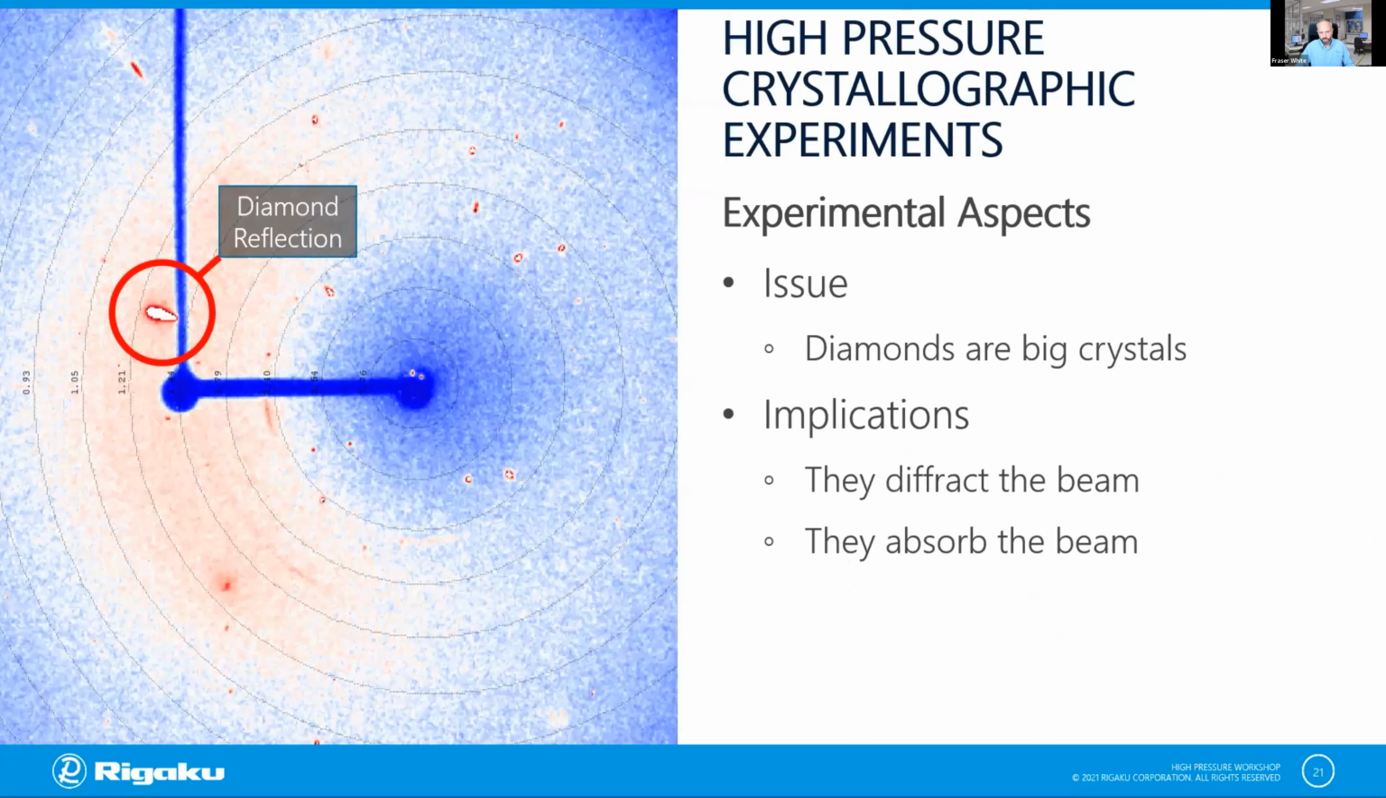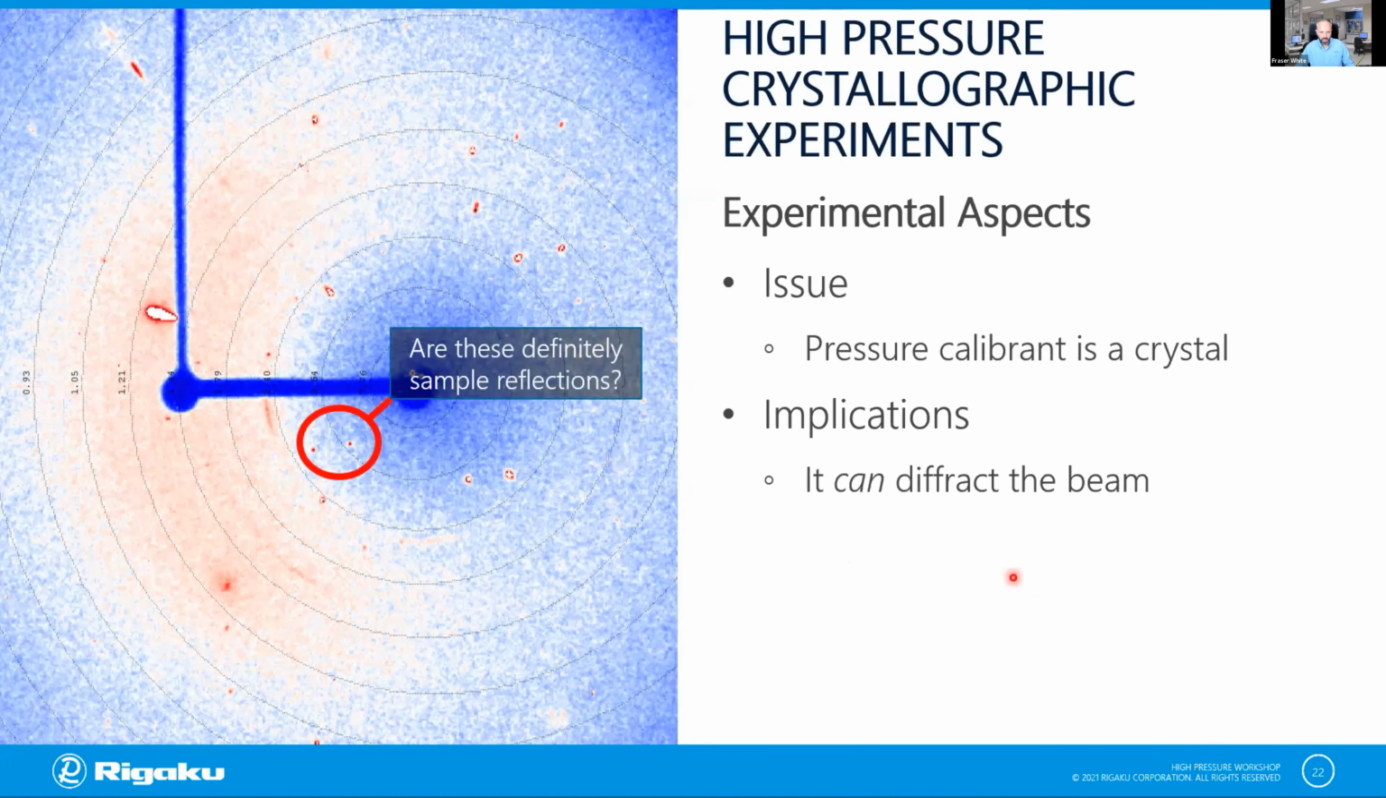Another consideration that we have is that diamonds are crystals themselves, so they will diffract, and they will diffract strongly. So we'll sometimes see very high intensity reflections like this on our images. So we need some means to handle this, and that's the subject of some of the other talks coming up, which I'll highlight in a second.